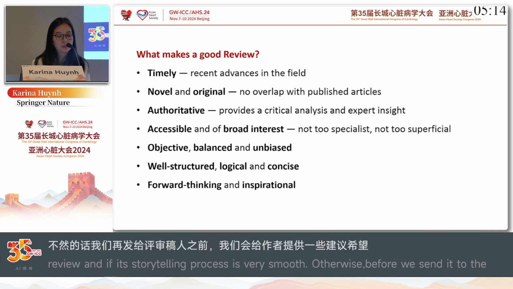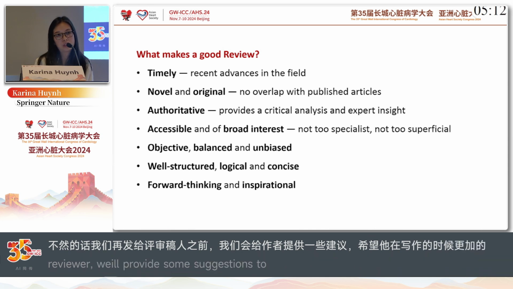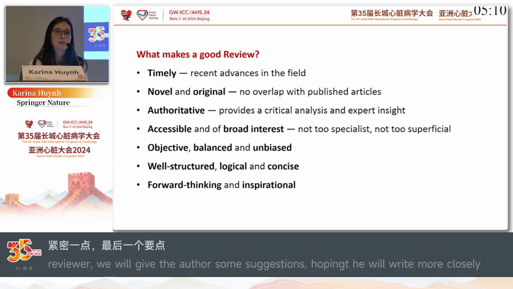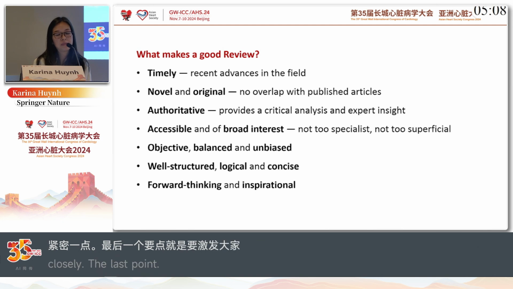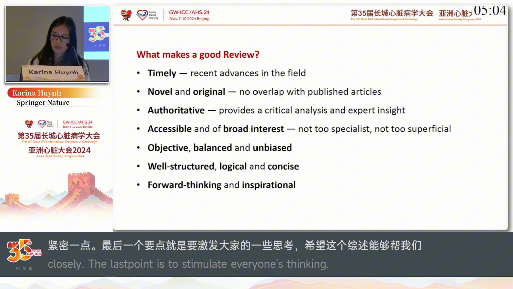And finally, a good review should be forward-thinking and inspirational, and hopefully readers of the review would be able to take away some key messages from the review and help to inspire any future research.